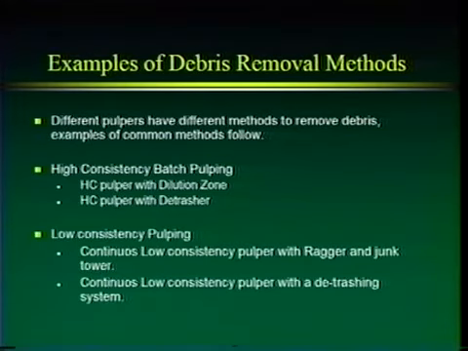Okay, so we have the high consistency batch pulping, and they typically have two methods: high consistency pulping with a dilution zone, or high consistency pulping with a detrasher. We'll talk about both of those. And for low consistency pulping, typically you can have a pulper that has a ragger and junk tower, and other continuous low consistency pulpers have a detrashing system. We'll look at both of those also.